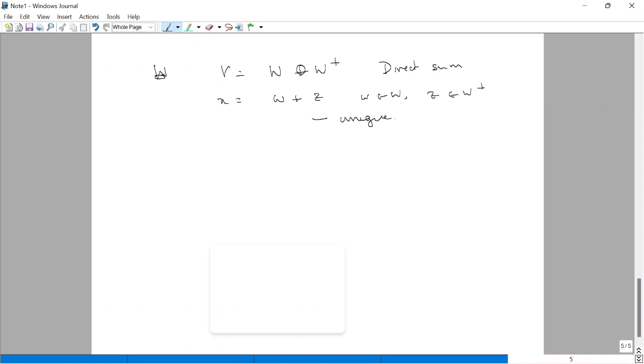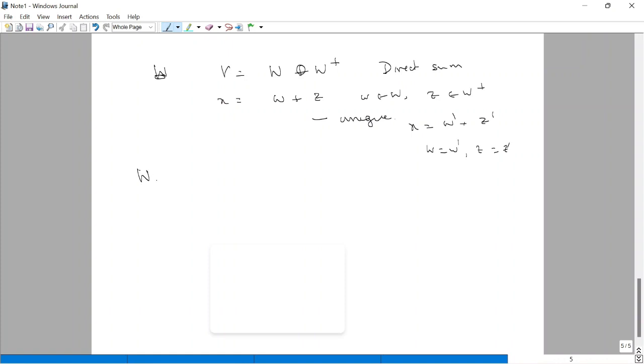That means if x equals W' plus Z', with W' in W and Z' in W perp, then W is W' and Z is Z'. Okay, I hope all of you remember this, right? I want to prove that. The first thing I want to prove is the following.